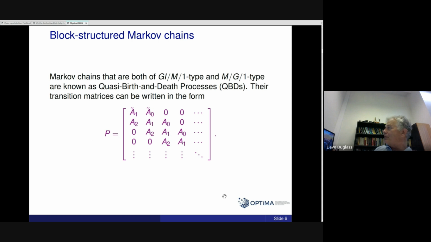GI/M/1 type Markov chains are skip-free upwards. They can only go up by at most 1, and M/G/1 type Markov chains can go down at most 1. The intersection of both of them is something called a quasi-birth-and-death process. So they're skip-free in both directions, and we can write the transition matrix of a quasi-birth-and-death process, or QBD for short, in the form I've shown there. It's particularly in this context where it would be better to have A1, A0, and A-1, but I'm going with the notation I had originally.